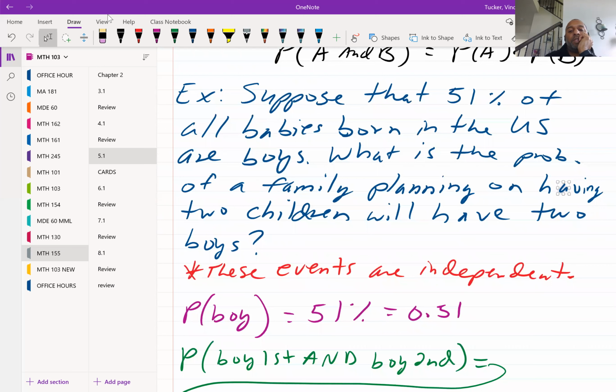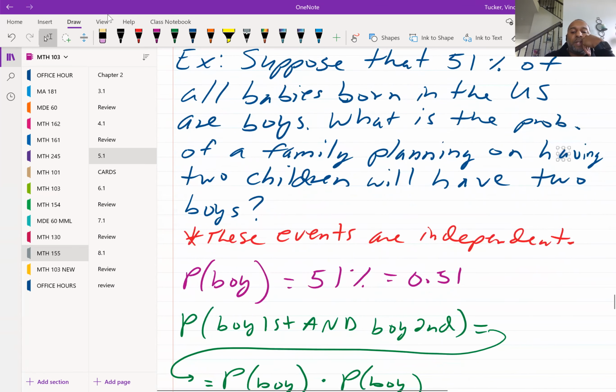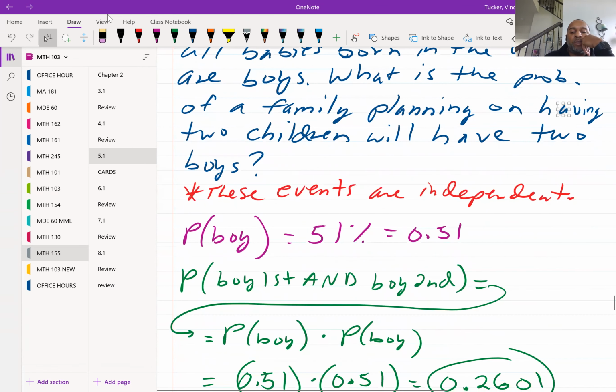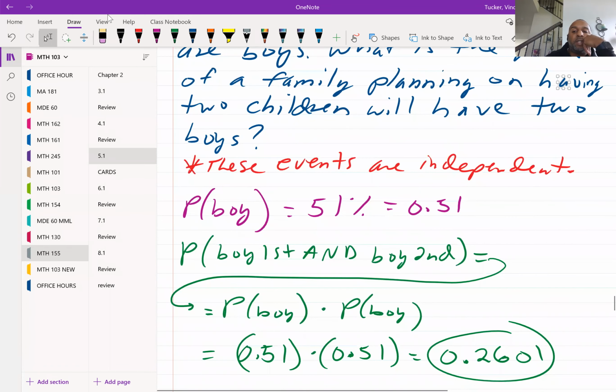So if the probability of having a boy is 51%, 0.51, where you always convert to a decimal before you do your calculation, then the probability of having a boy first and a boy second would just be multiplying those probabilities together. That's because, once again, we established that they are independent events. One does not have anything to do with the other. So we can just multiply them together, and that'll give us 0.260.